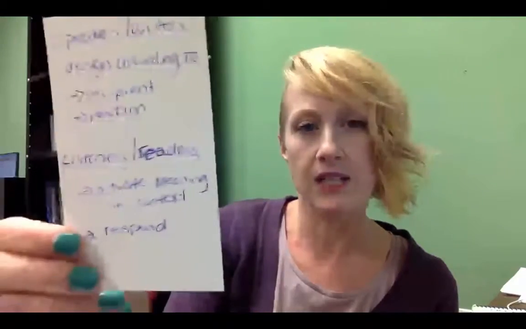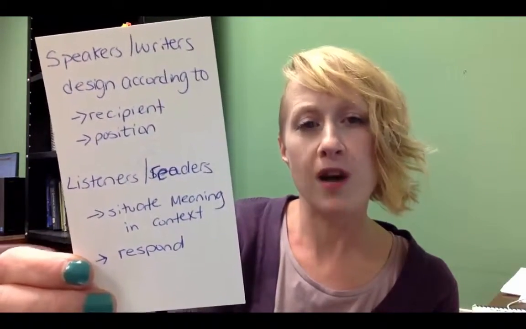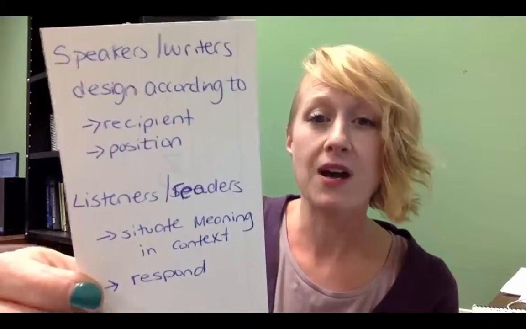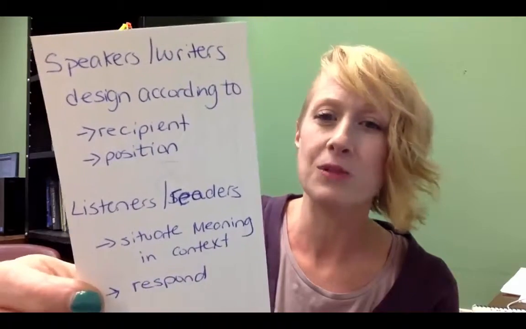So Gee does number some things, and I put them on cards more in categories than in numbers because I wanted to think about them as categories. And the first 4 I wrote down like this. 2 of them talk about speakers and writers, and he says that speakers and writers design what they're saying according to the recipient, who they are talking to, who's going to receive the message, and then the position that they want to take to that audience.